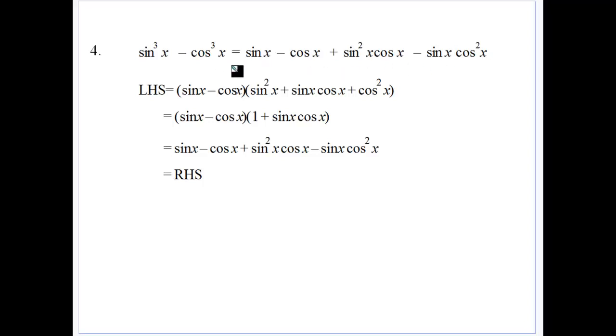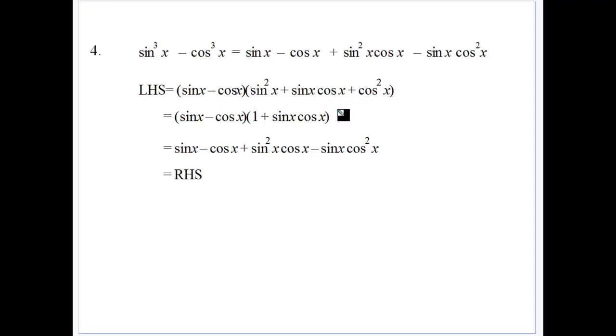Starting with the left-hand side, working to the right-hand side. Well, that's not easy. But let's have a look. We get the left-hand side, and I look at that one, I can't do too much changing and doing that. But then I realize I've got the difference of 2 cubes, which I can use my rules there and factorise. So that would give me sine x minus cos x, and we get sine squared x plus sine x cos x plus cos squared x.